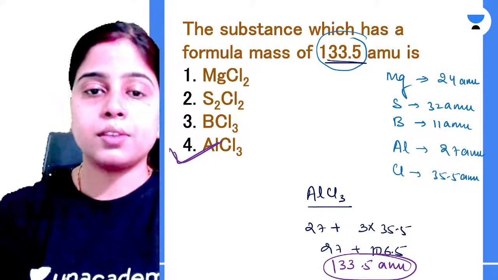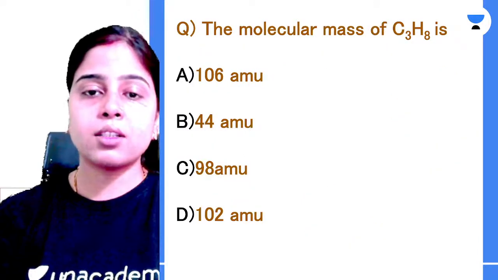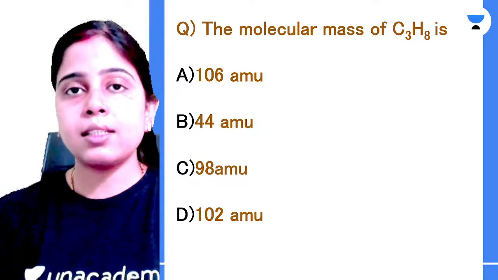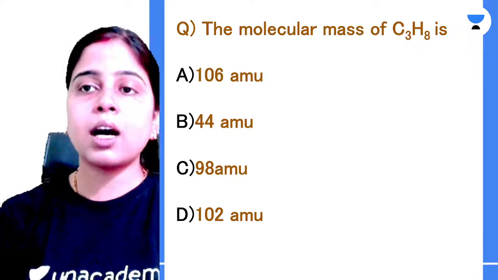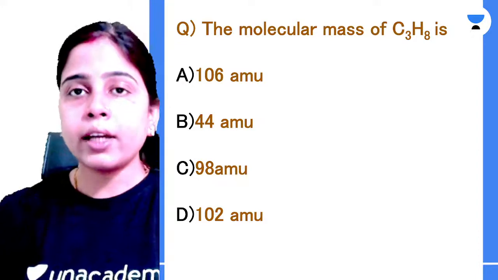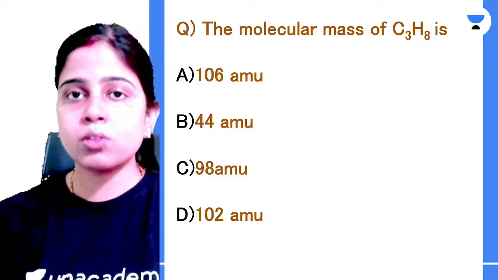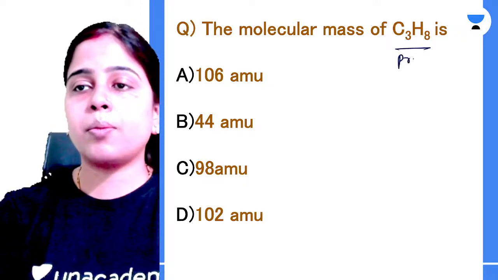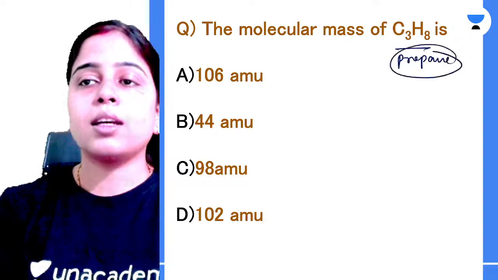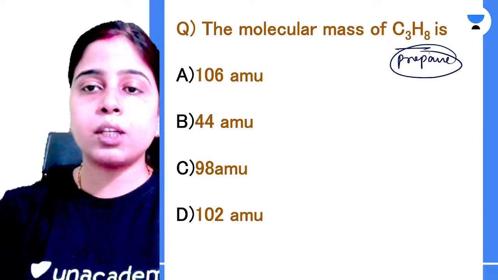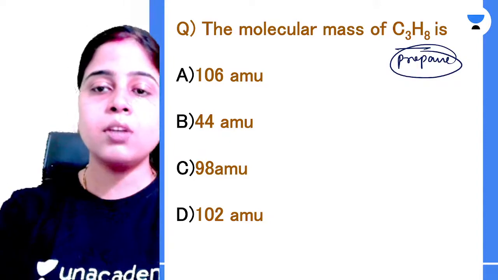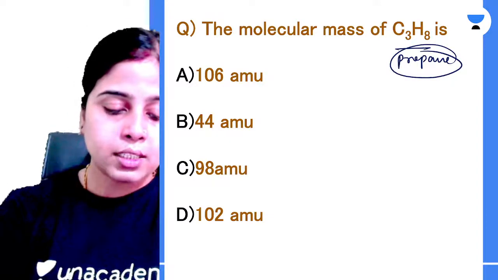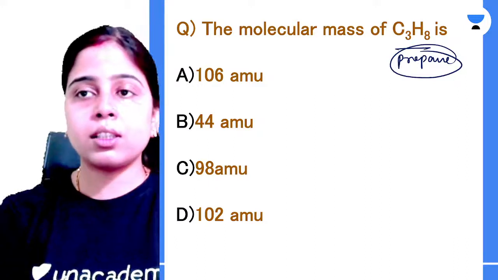Okay, let's have some more questions. I am making you practice these many questions so that you can understand how to find out the molecular mass and you do not make a mistake when it comes to solving questions. So, molecular mass of C3H8, that is your propane. What is it? 106 AMU, 44 AMU, 98 AMU, 102 AMU. Let's find out what's the answer here.